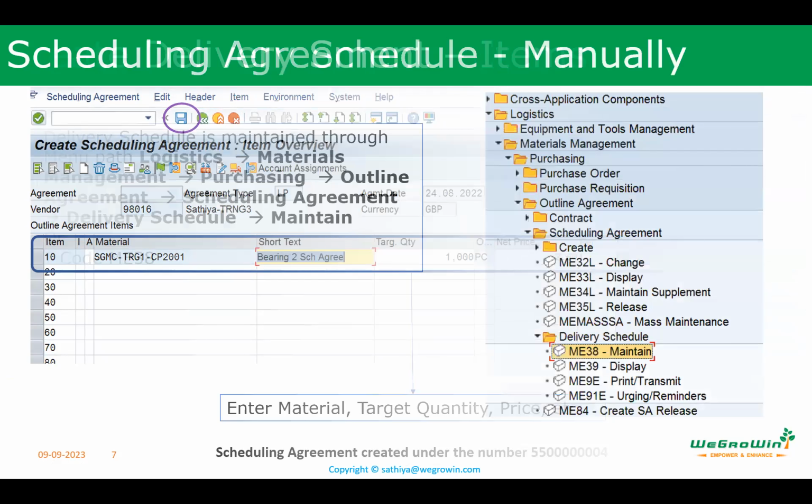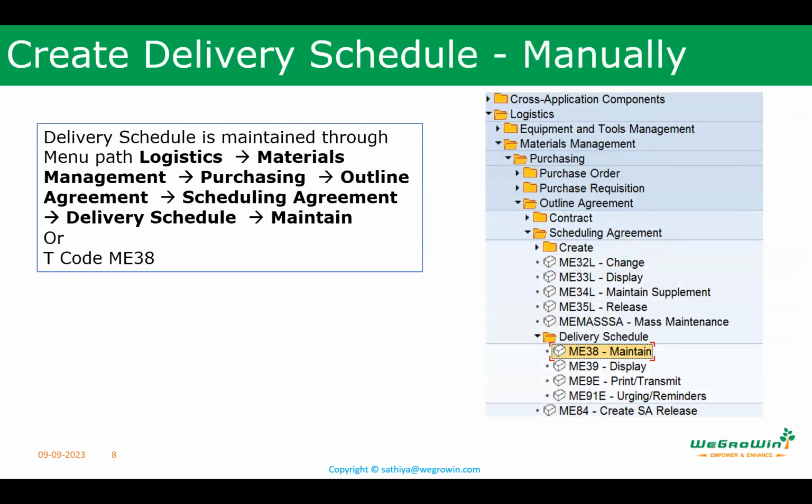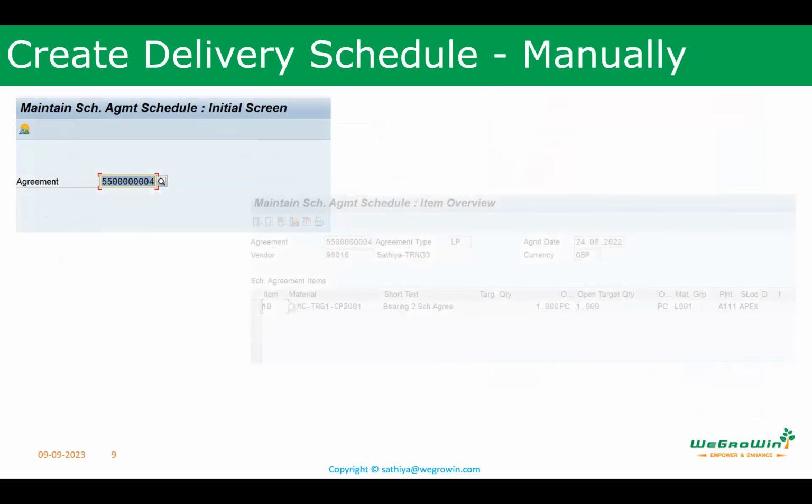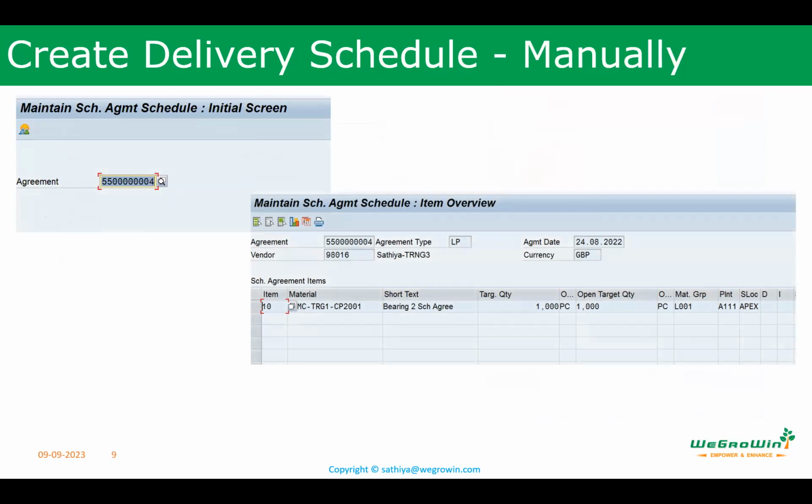Next, I want to create the delivery schedule, because I have created the scheduling agreement. I want to create the scheduling line. For that, I have to use the T code ME38, which is below the scheduling agreement itself. When I go to ME38, I have to create it with reference to the agreement. Go inside, and then select the icon which is used to put in the delivery schedule.